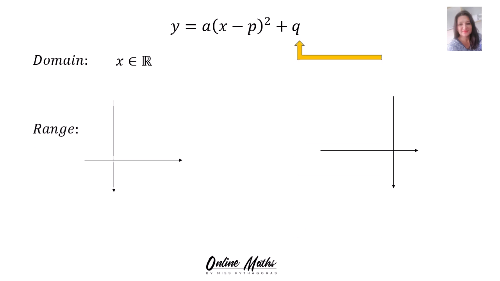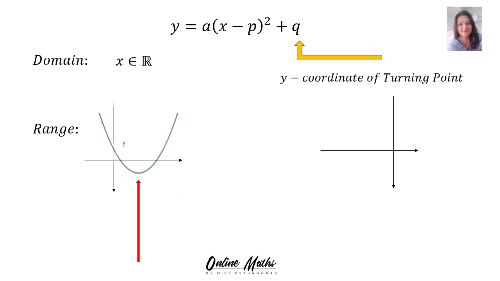The range is the Q value, and remember the Q value is the Y coordinate of the turning point. So when I give you this graph, then you will find the range there by the turning point, more specifically the Y coordinate of the turning point. So you will read it as Y is an element, and can you see the Q value is the Y coordinate of the turning point. That one is included and it goes up to infinity, and you cannot include infinity.